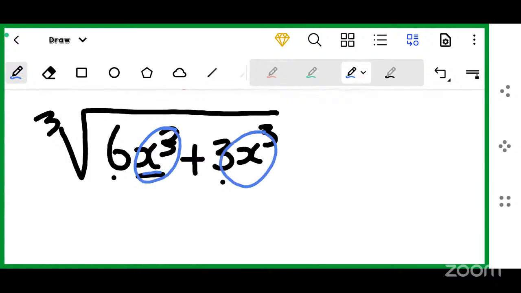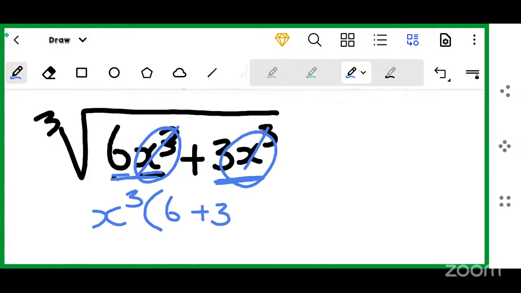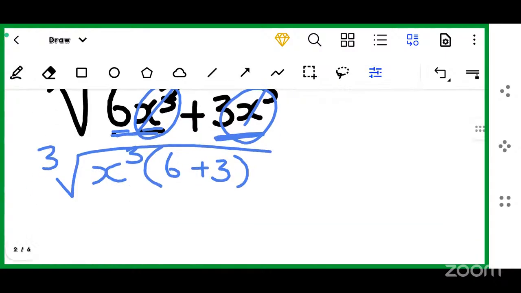So if we take x to the power of 3 out, we check, for the first one, what is going to remain? If we eliminate that, we're going to remain with a positive 6. So you write your positive 6. And if I take out the x to the power of 3 on the other one, we're going to remain with a plus 3. So you write your plus 3 and you close the bracket. Remember, we're still dealing with the cube root.